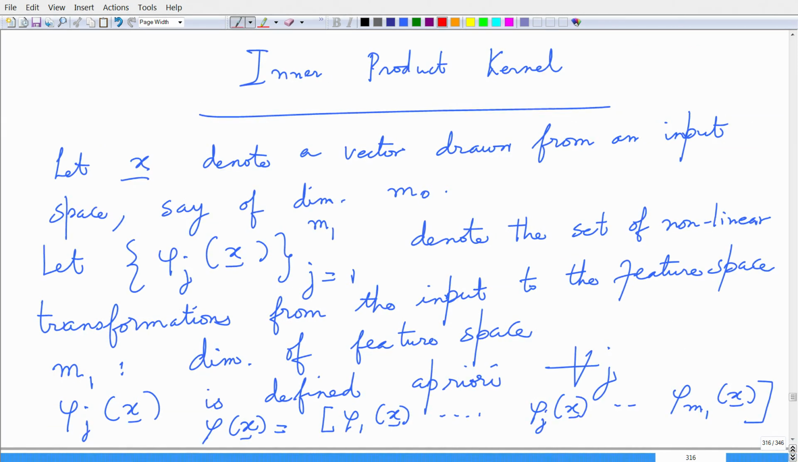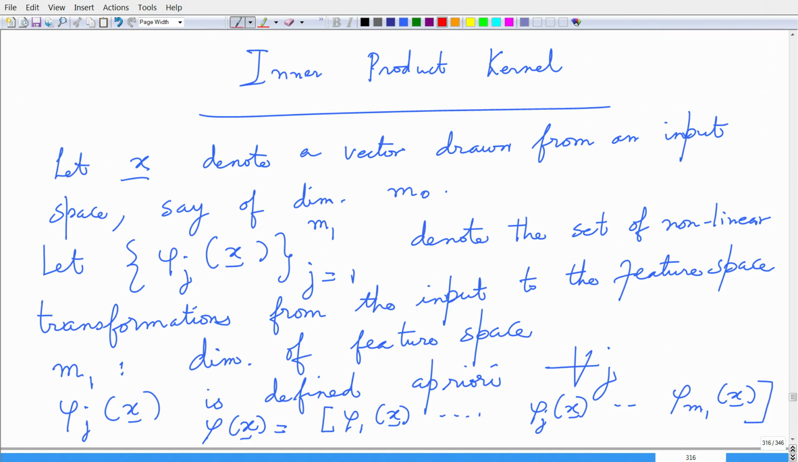Now, how do we accomplish this? Towards this idea we need the notion of what we call an inner product kernel. Let X denote a vector drawn from an input space which is of dimension M0, let phi j of x, j equals 1 to m1, denote a set of non-linear transformations from the input to the feature space. This is very important.